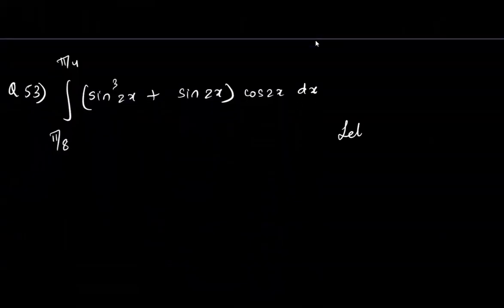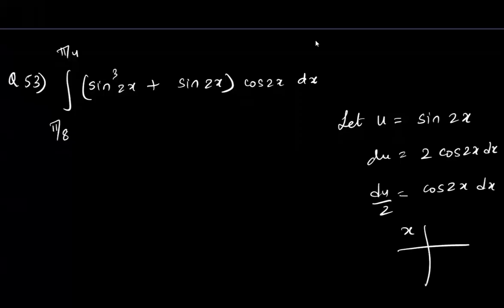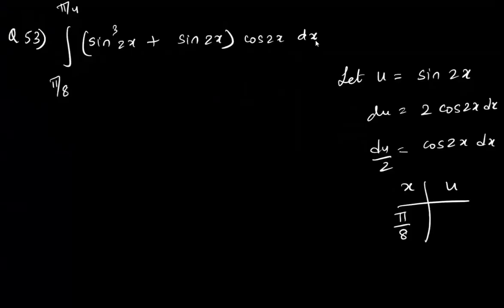Okay, here I'm going to make my u to be sine 2x. My du will be 2 cosine 2x dx. But I only want cosine 2x dx, so I divide by 2. Then I do a conversion between x and u. When my x is pi over 8, what is sine 2 times pi over 8? Sine pi over 4 is root 2 over 2. When this is pi over 4, pi over 4 times 2 is pi over 2, sine pi over 2 is 1. So the limits now become root 2 over 2 and 1.